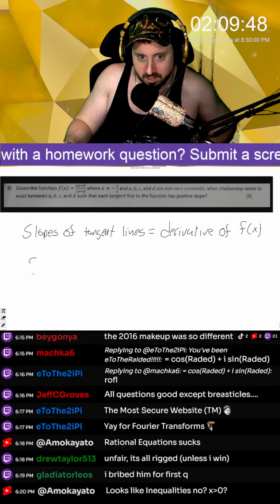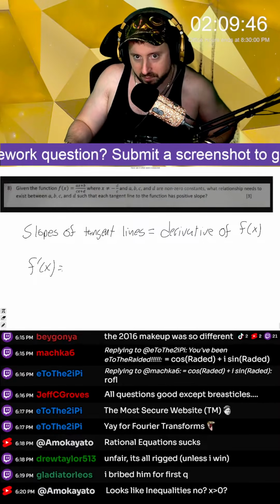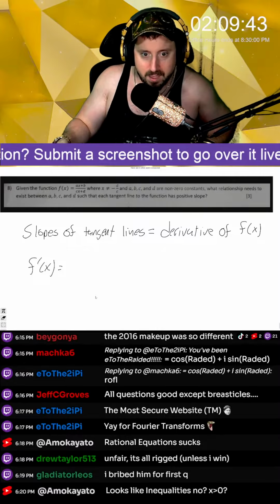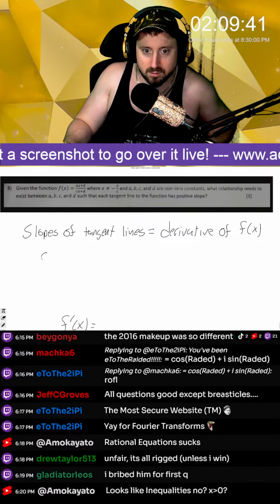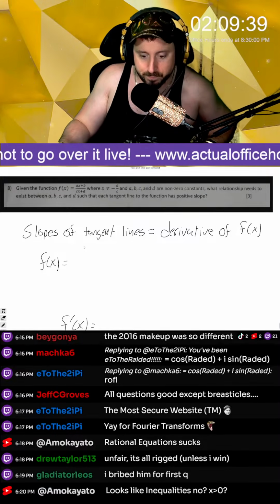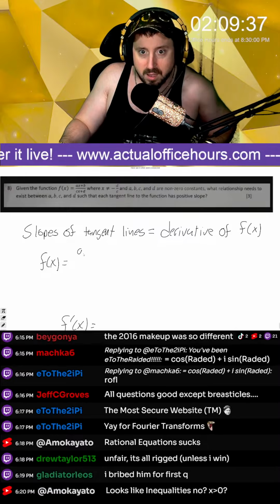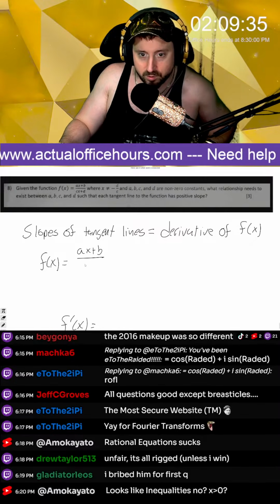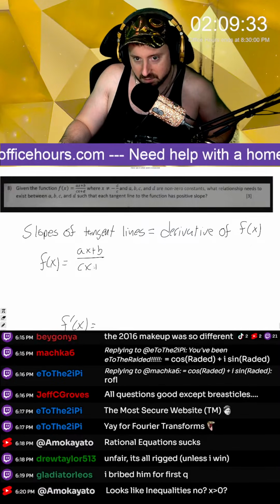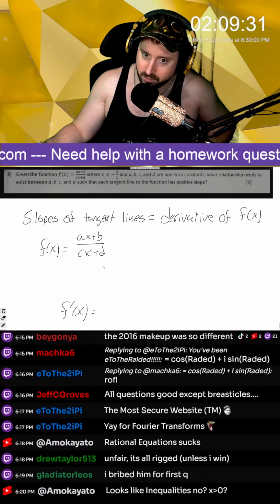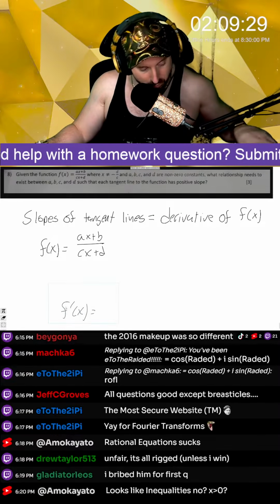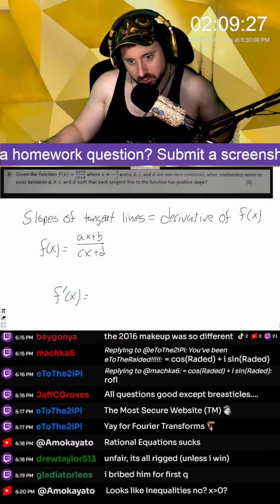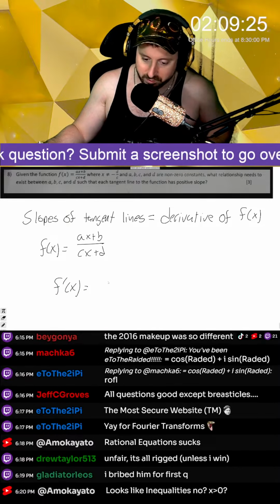So let's calculate what f prime of x would be. So if f of x is equal to ax plus b over cx plus d, and we want to take a derivative, this is going to end up being a quotient rule. I hate the quotient rule. It's like my least favorite derivative rule.